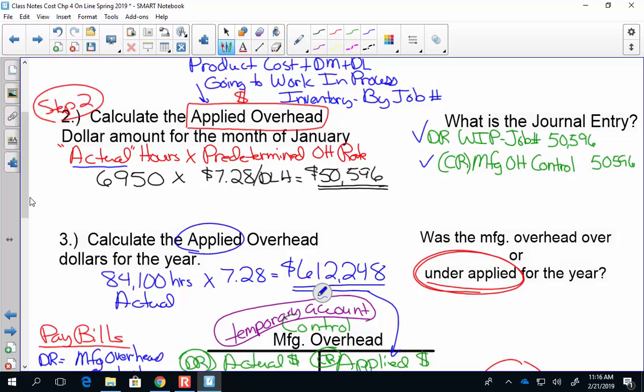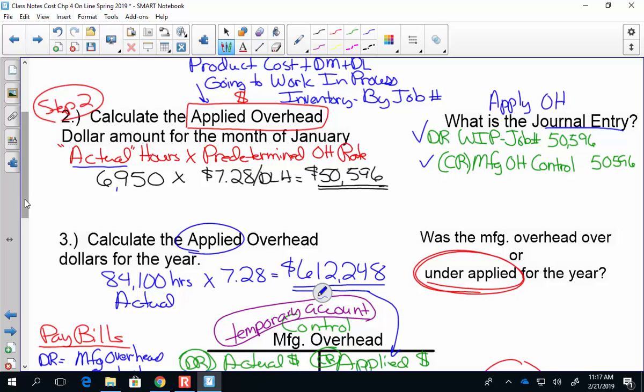Also to the right, you'll notice that I have the actual journal entry that shows the application of overhead. So I'm applying overhead here to a particular job that we're working on. In this job, we spent 6,950 hours on it, and this $50,596 is the journal entry then to record this overhead amount. Again, the appendix for Chapter 4 will help you with these journal entries.